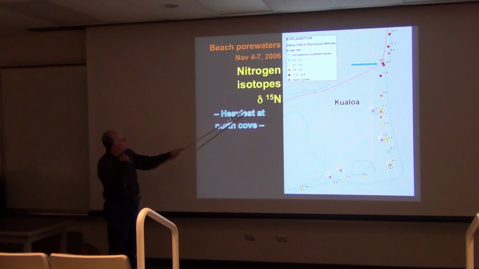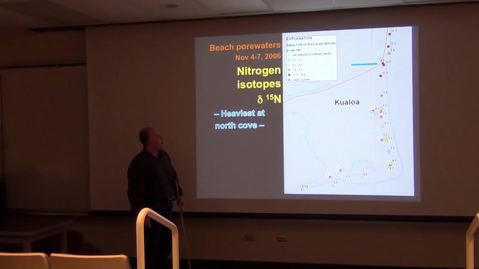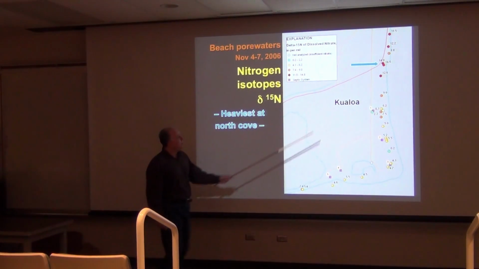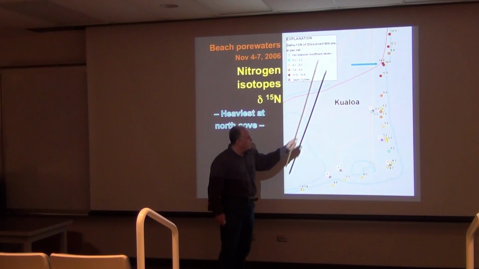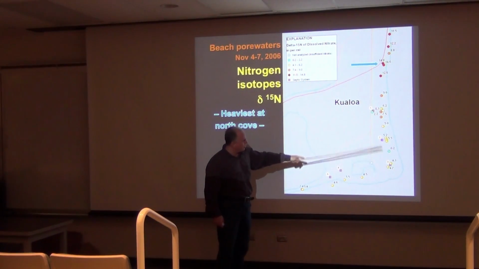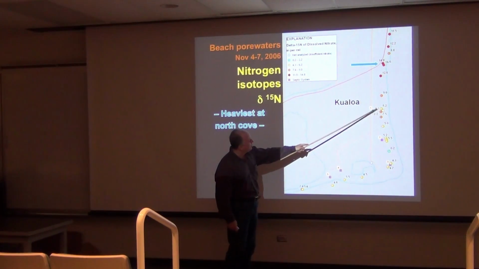Here are the results for N15. Well, it turns out we got our heaviest, our nitrogen that's most likely to be indicative of wastewater up here at that cove where we have the good freshwater signature. And pretty light, on the order of 5 through most of the park. Intermediate results here, 7.5, 8.7, 9.